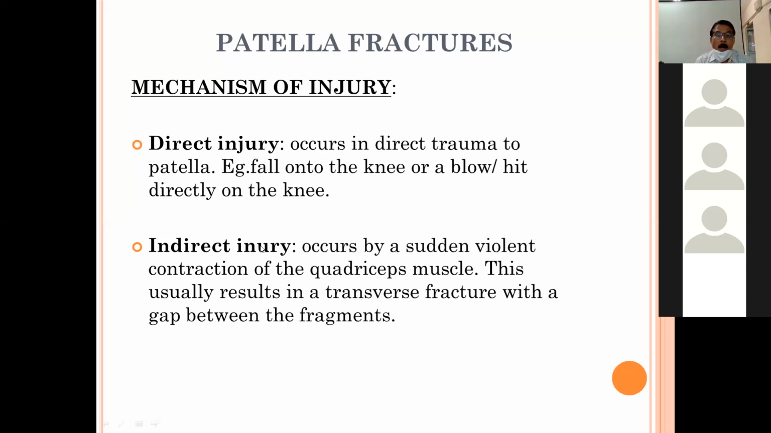Indirect trauma is when there is no direct injury, but it occurs because of a violent spasm of the quadriceps tendon. That violent spasm of the quadriceps tendon leads to separation of the patella, and it is basically a transverse fracture forming two fragments, with a gap in between the fragments. So this is indirect trauma.